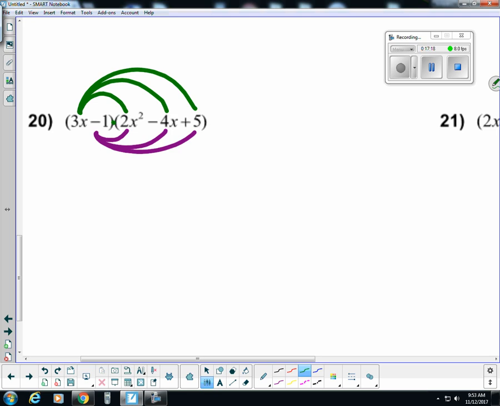Now I'm going to keep it color-coded just so you can see this a little bit easier. And I'm going to start with the green. So 3x times 2x squared. 3 times 2 is 6. X times x squared is x to the 3rd. 3x times negative 4x. 3 times negative 4 is negative 12. X times x is x squared. And then finally, last thing with the green, 3x times 5 is 15x.